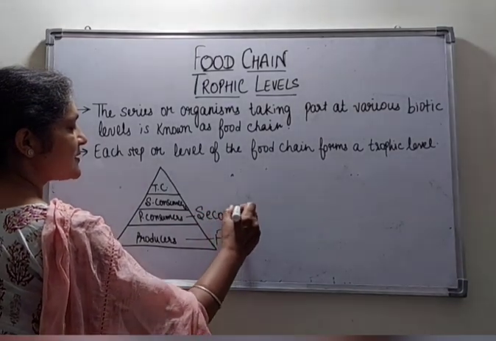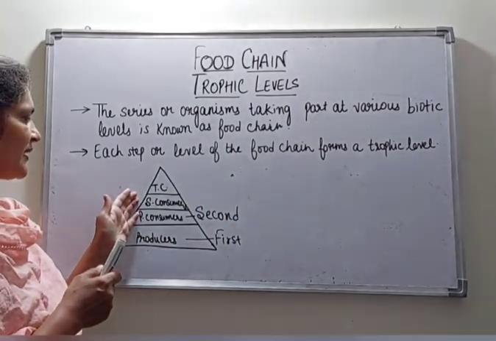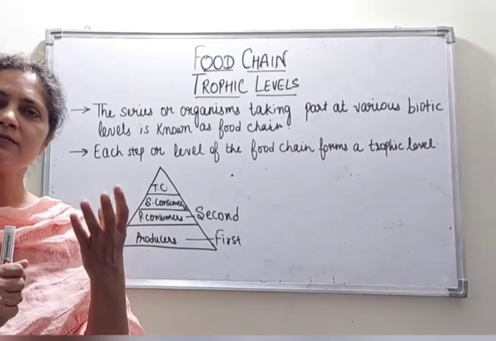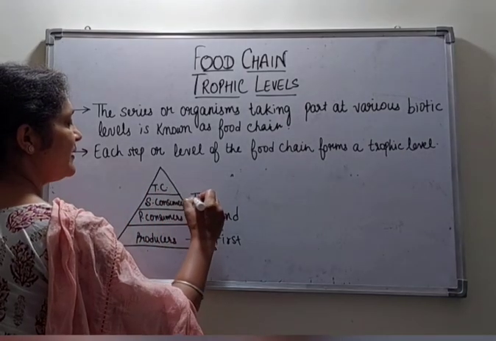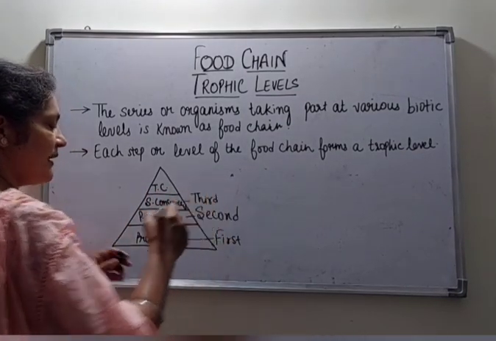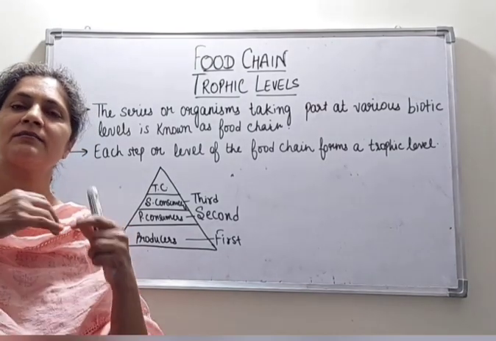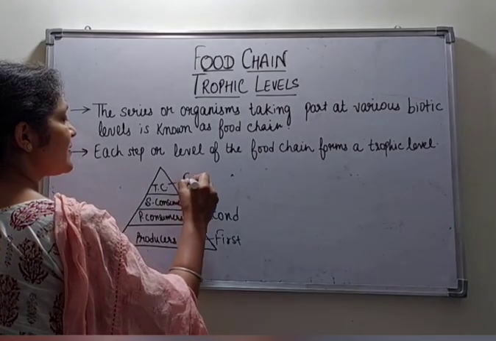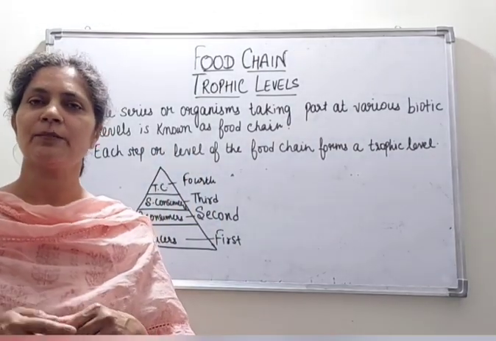Herbivores are eaten by small carnivores. First of all, they are eaten by small animals, small carnivores. They form the third trophic level, and the small carnivores are eaten by big animals, big carnivores. They form the fourth trophic level.